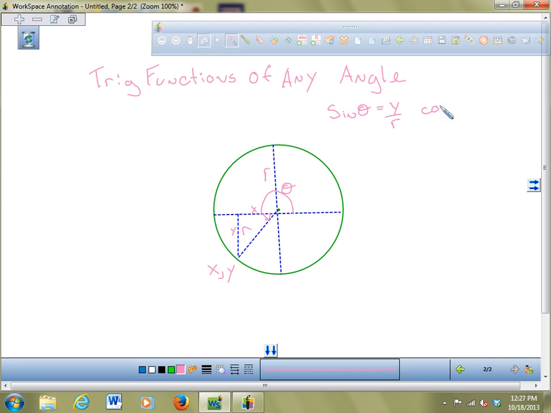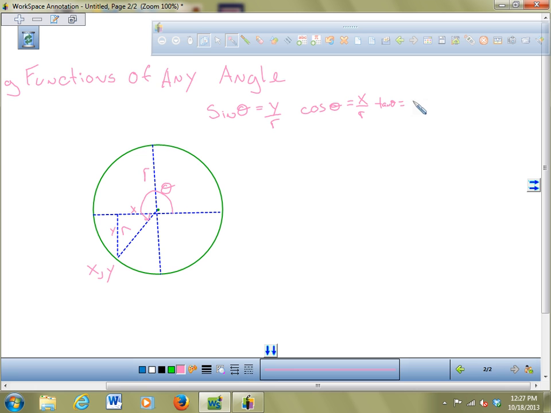And the cosine of theta is going to be what? It would be x over r. And the tangent of theta would be equal to, what would the tangent of theta be equal to? Y over x. Very good. Now, don't get confused with the cofunctions and the reciprocal functions. How is the tan y over x? Opposite over adjacent. Okay. Opposite over adjacent.